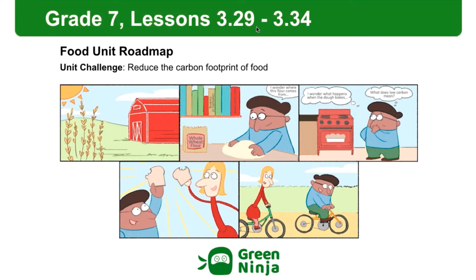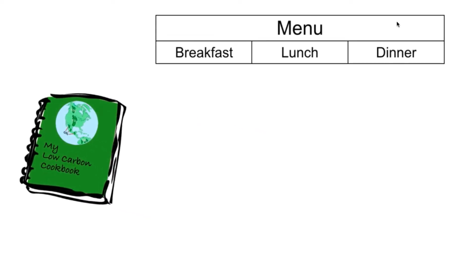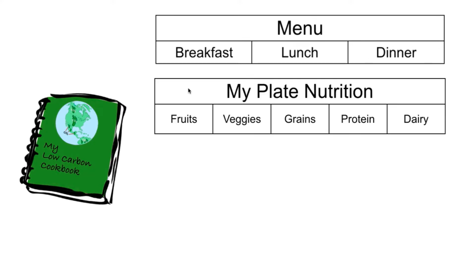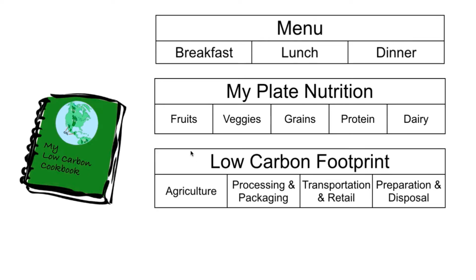In this group of lessons, students put together all the ideas from the unit into making a low-carbon cookbook. Students start by proposing a menu for one day: breakfast, lunch, and dinner. They'll need to compile the recipes, then they'll summarize how each meal meets the MyPlate requirements for nutrition. They'll also discuss how their menu has a low-carbon footprint during each stage of the food life cycle.